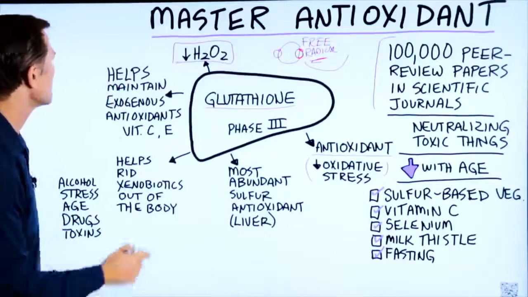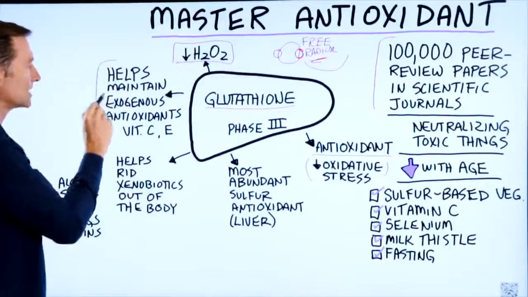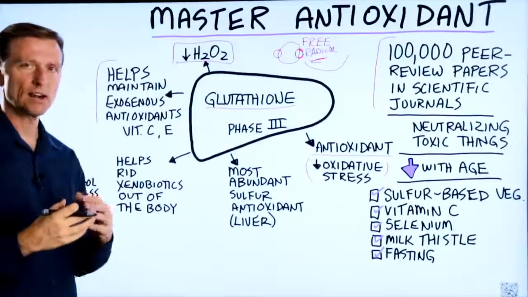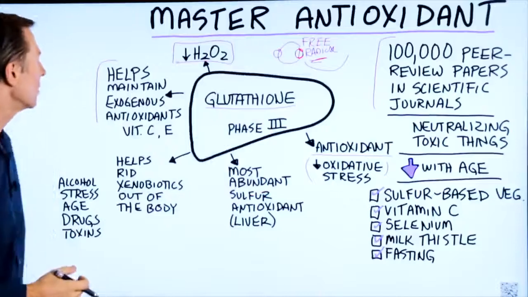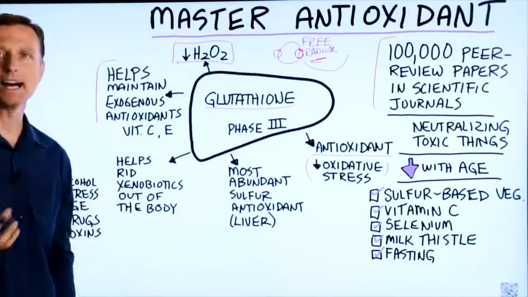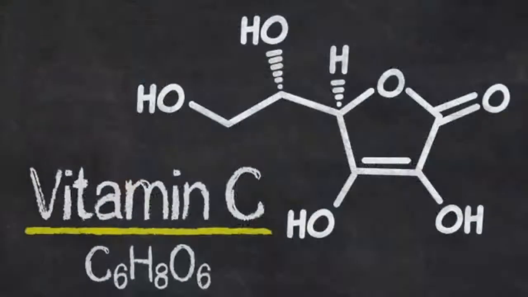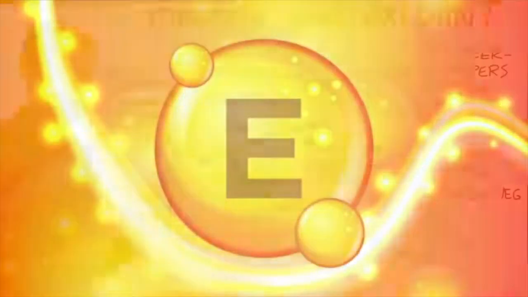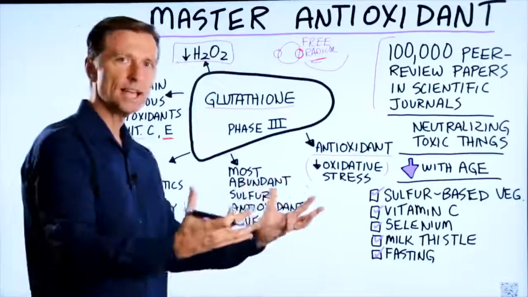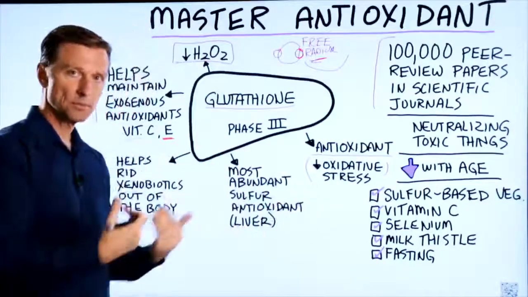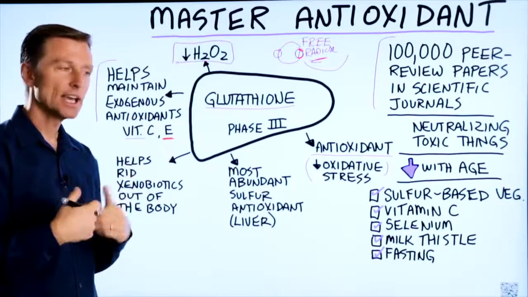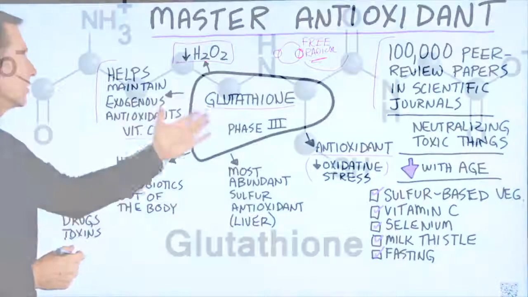Also, glutathione helps maintain something called exogenous antioxidants. Exogenous are those things that are outside the body. So glutathione will help maintain antioxidants that come from the diet, like vitamin C and vitamin E. Glutathione, this antioxidant that our body makes, helps maintain these other antioxidants that we get from the diet. And also, these other antioxidants that we get from the diet can also help maintain glutathione.